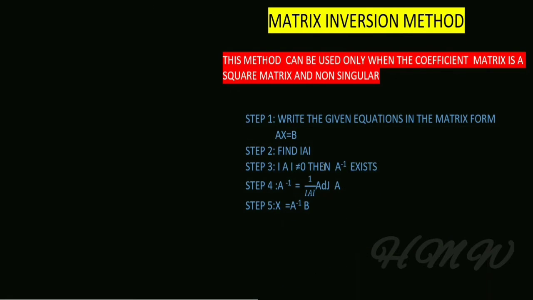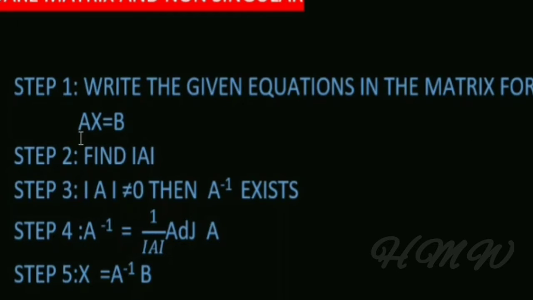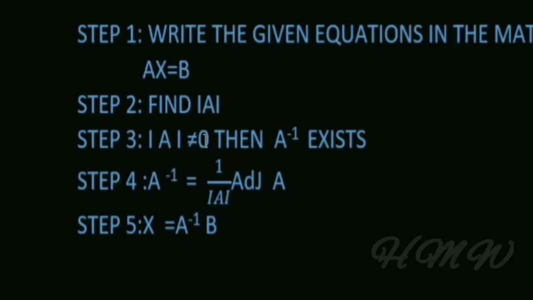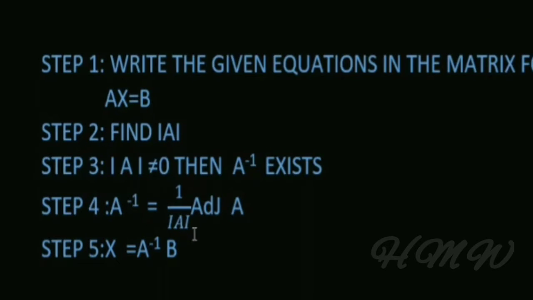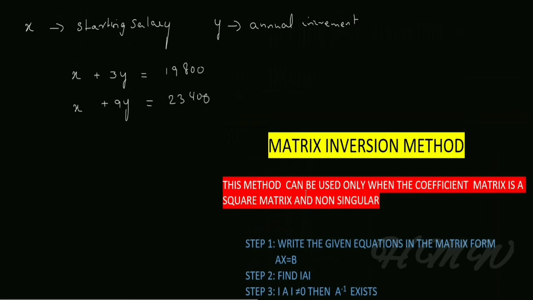So step 1 is to write the given equations in the matrix form. Step 2, find the determinant of A. If it is not equal to 0, that means it is non-singular, so A inverse exists. Then you have to find A inverse, which is 1 by determinant of A into adjoint of A. Then we have to find the matrix X. So let us first write it in the matrix form. That is step 1.